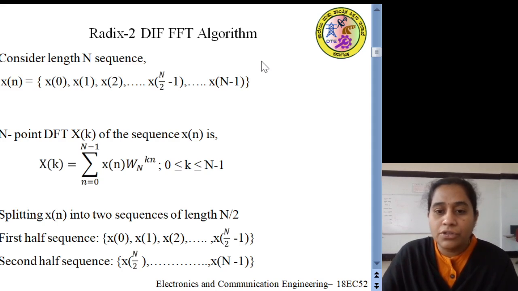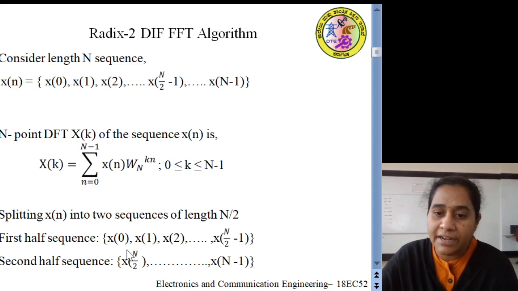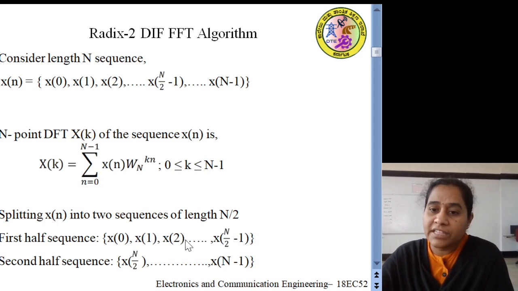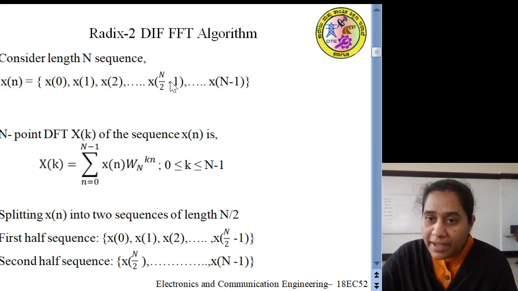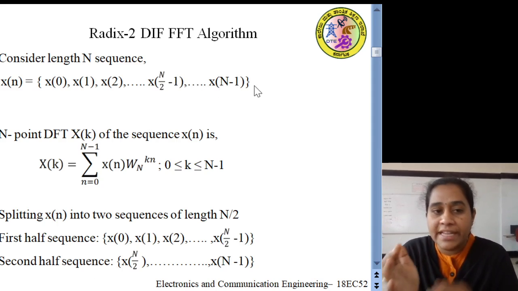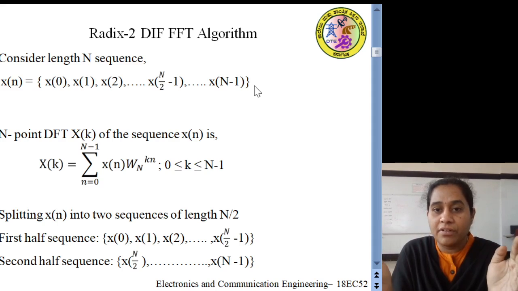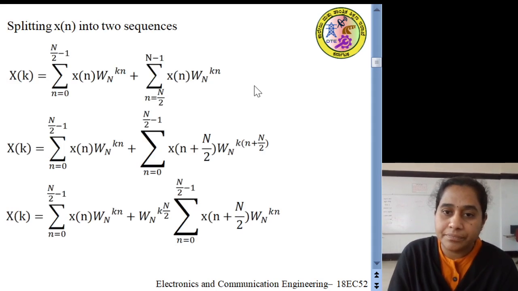That means the second half. The first half sequence is represented with x of 0, x of 1, x of 2 up to x of N by 2 minus 1. The second half sequence will be from x of N by 2 up to x of N minus 1. So exactly half and half we are splitting.